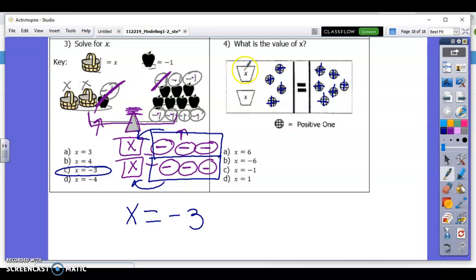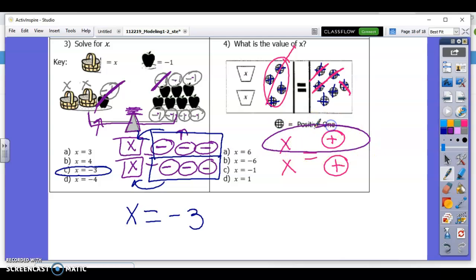So I know I need to get these X's by themselves. So here's the stuff I have to get rid of. 1, 2, 3, 4 positives. Are there 4 positives that I can get rid of on the other side? Well, there are, because there's a whole bunch. I actually have 6 of them. So if I get rid of 4, I have to come over here and get rid of 4. 1, 2, 3, 4. Now I have 2 X's equal to 2 positives. So I have to take these 2 positives and split them up into how many groups? 1, 2. So each X gets 1 positive. So X is equal to positive 1.